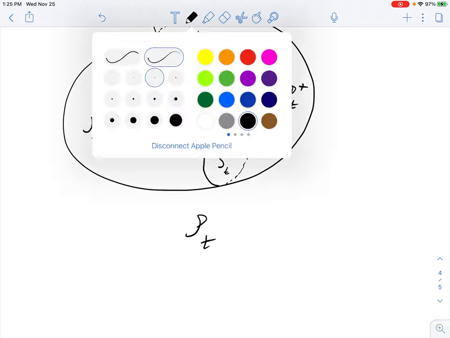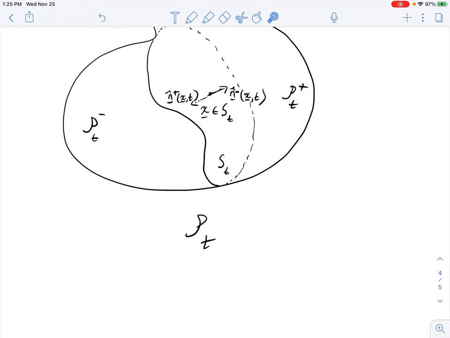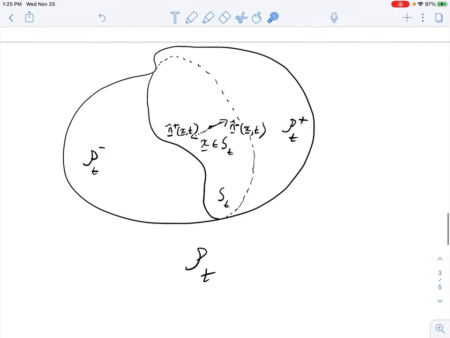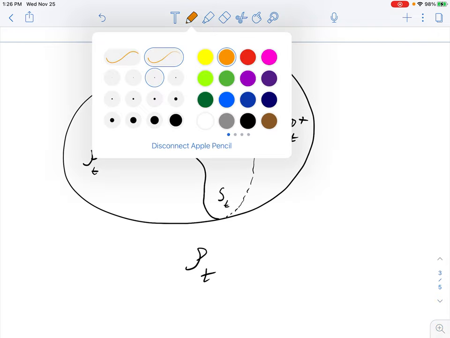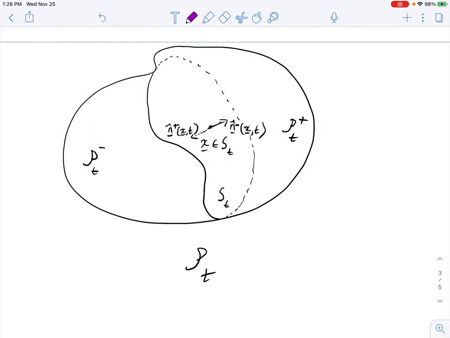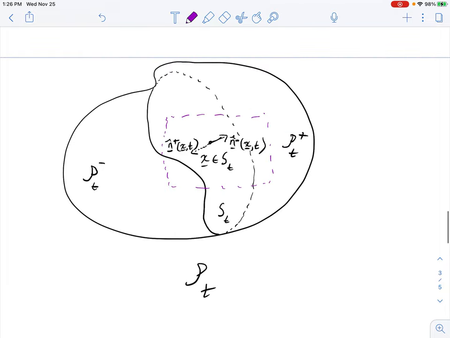All right, P minus here can exert through this surface a force on P plus. And so P plus is going to have to exert the equal and opposite force on P minus for Newton's law of equal and opposite reaction to hold. So we imagine then, where do we have it? Oh, I didn't draw it here. All right, so let's move some stuff here. New idea: let's zoom in down here on that.